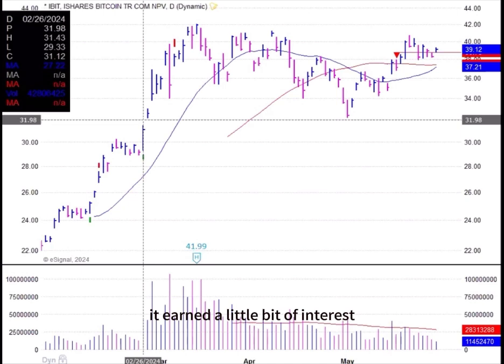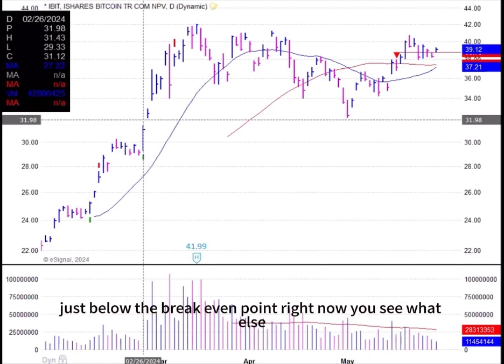It earned a little bit of interest, so I had a little bit of a profit there from the interest. And now, of course, we took a couple of small losses on those first trades, and it's just below the break-even point right now. Let me see what else.